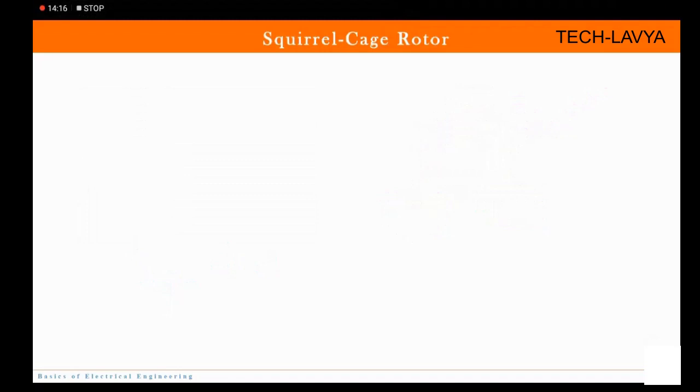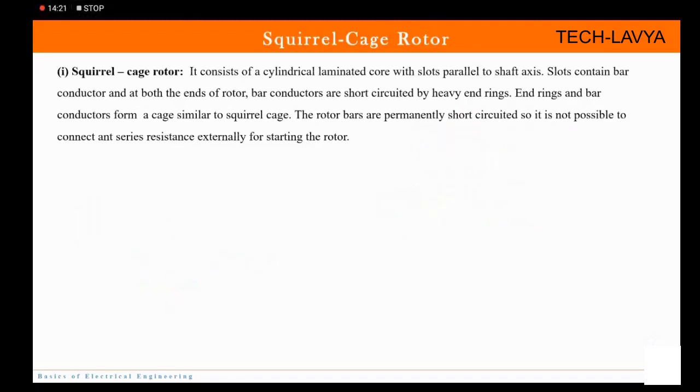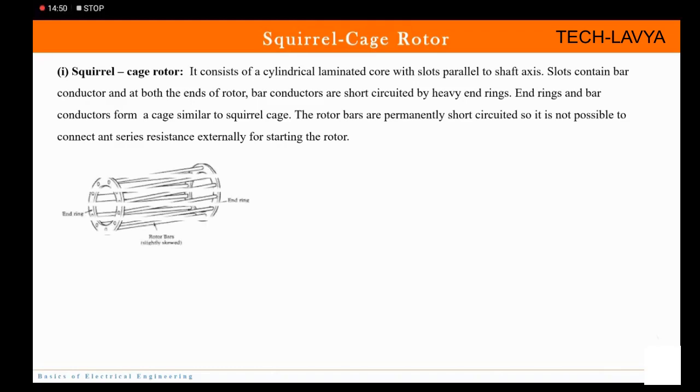Fine? Okay. So let us talk about squirrel cage. Yes, it is the same squirrel we see in gardens. Now why squirrel cage? Because the construction resembles the cage which was used to keep a squirrel. So just the structure resembles the cage. Now it consists of a cylindrical laminated core with slots parallel to the shaft axis.